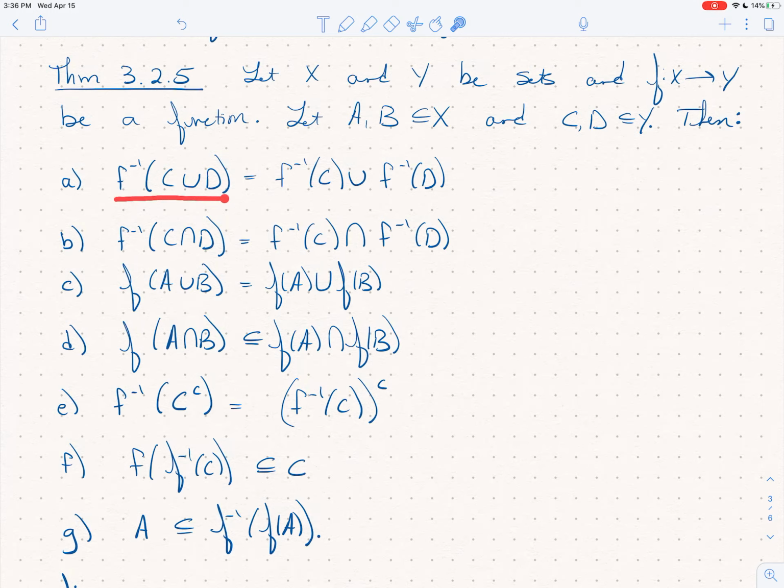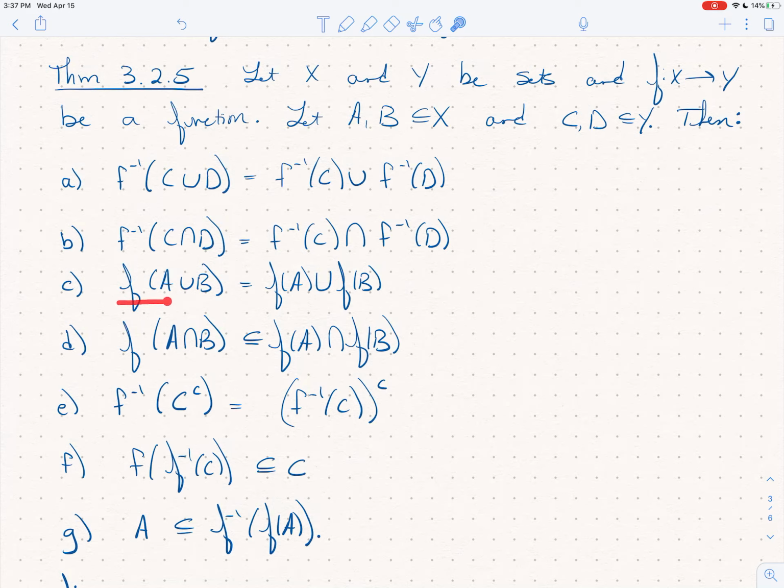So first off, the preimage behaves nicely over union. If you want to take the preimage of the union of two sets, it's just the preimage of the first union the preimage of the second. How nice is that? And a very similar result holds for intersections. The preimage of the intersection of two sets is the preimage of the first intersect the preimage of the second. You just can't ask for any better than that. That's about as good as it gets.